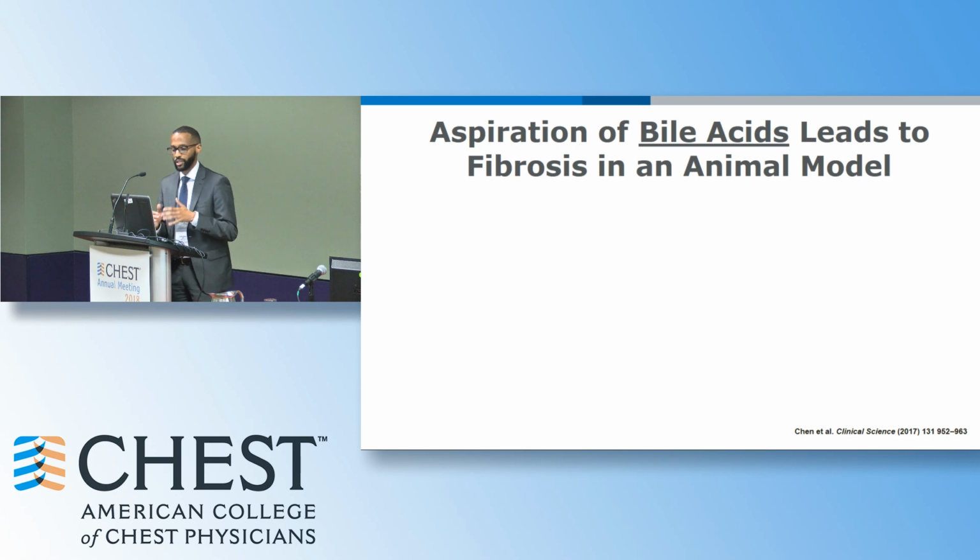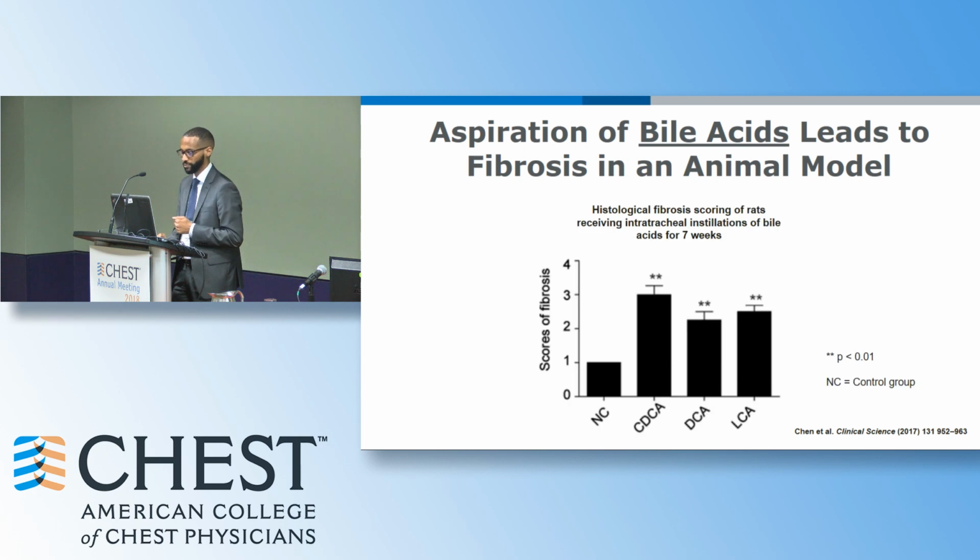Chen et al. initially looked at aspiration of gastric contents into mice models, and they found that pH was not really related to the development of fibrosis. They were able to just instill bile acids that led to fibrosis. Here in this chart, on the x-axis you see different groups. The NC is the healthy control, and each group after that is a separate bile acid. On the y-axis, you see a score of fibrosis. At the end of 7 weeks, there is significantly more collagen deposition and architectural distortion in those rats that received intratracheal instillations of bile acids. They also had increased expression of fibrogenic cytokines such as transforming growth factor beta.